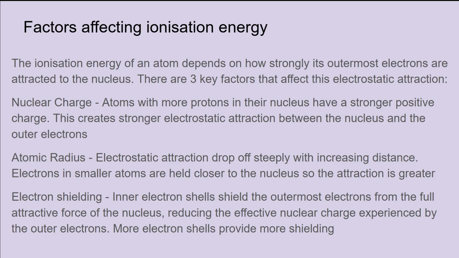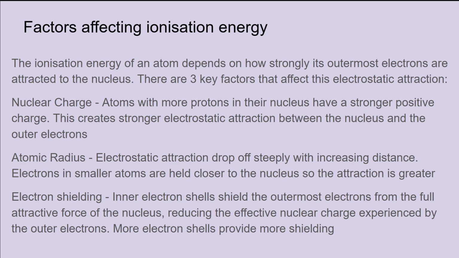The next is atomic radius, and this means that electrostatic attraction drops off steeply with increasing distance, and electrons in smaller atoms are held closer to the nucleus, so the attraction is greater. So it's just the way that the nucleus pulls in the electrons, and as the distance gets greater, this becomes more difficult. So in smaller atoms, the nucleus can pull the electrons closer, so the attraction is greater.